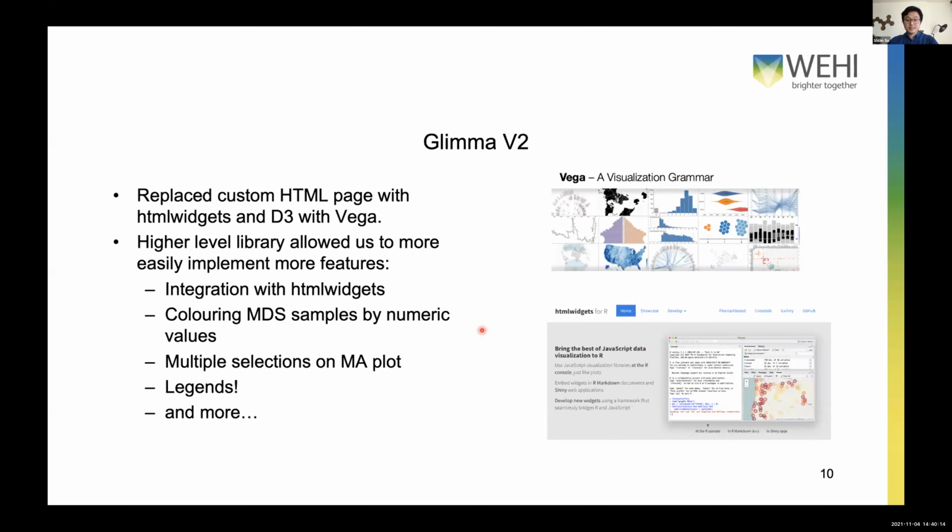So Glimma V2 is a major rewrite that has basically torn up the whole thing and rewritten it in a different library, where we've replaced the custom HTML and D3 with HTML widgets and Vega. So Vega is once again a JavaScript library, which actually is based on D3, but provides much higher level functionality. And this allows us to actually implement features much easier, makes things easier to maintain, and just gives us more features overall.